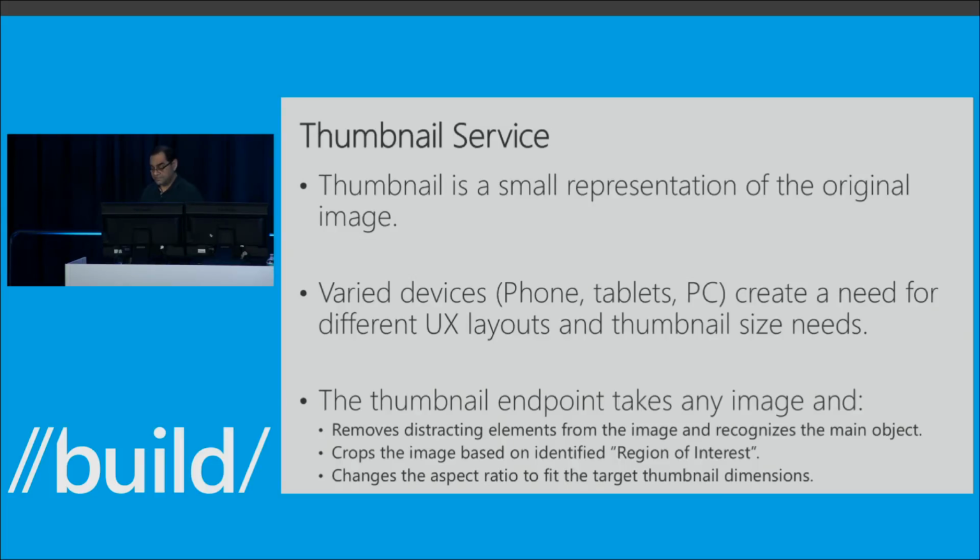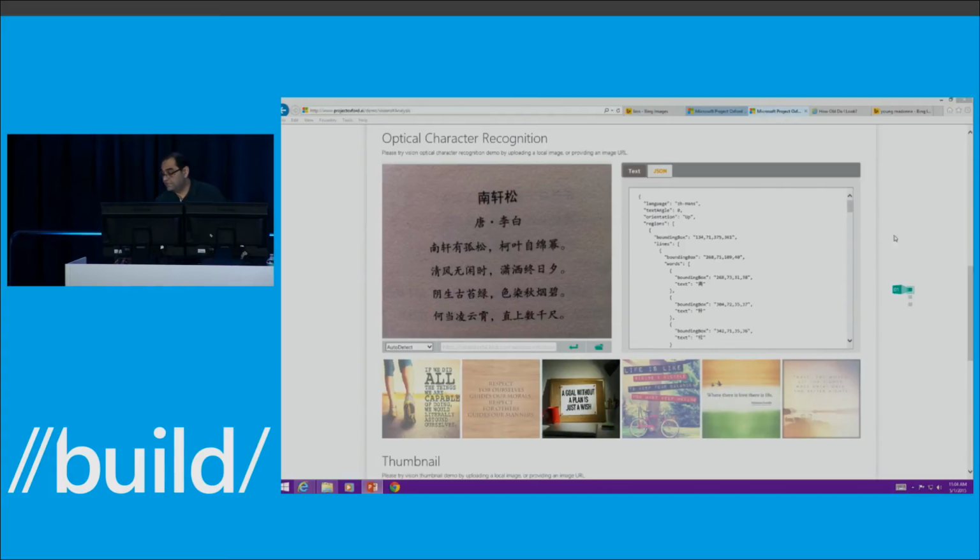So that's exactly what this service does. It takes an image, and it identifies what is the main object in that image. And then we crop the image to say this is the region of interest. It shouldn't be cropped. And then we rescale the image to fit the target dimension. And this can be, again, understood much better with a demo.